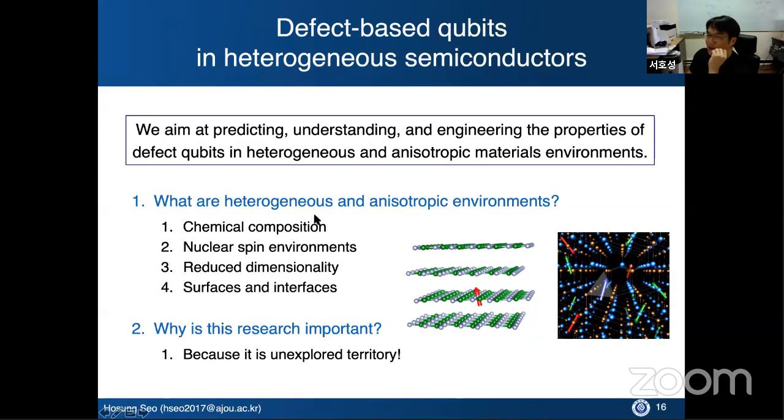So if you think in that way, there are lots of research opportunities that we can do, because in materials you have lots of degrees of freedom. Different materials have different chemical compositions or nuclear spin environments, or you can also go to reduced dimensionality. There are also surface and interface issues. Then you can ask how all these material properties affect the performance of your coherent qubit system, and vice versa. I think this is an important research question, because it's an unexplored territory in the history of physical science. So I see lots of interesting opportunities in this direction.